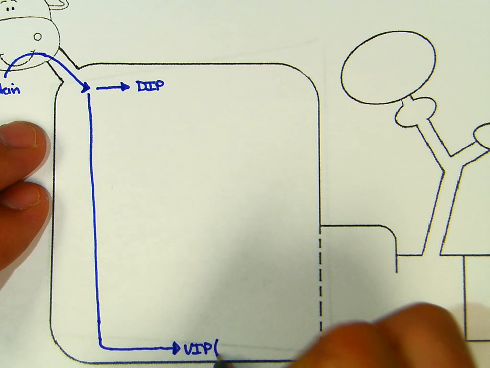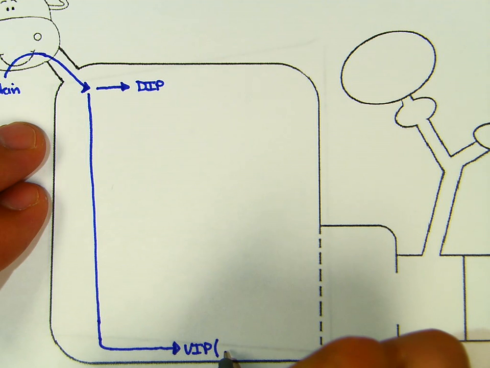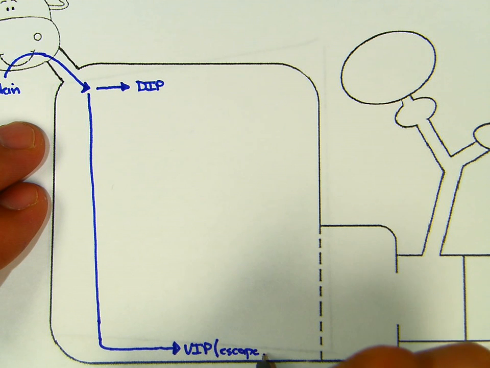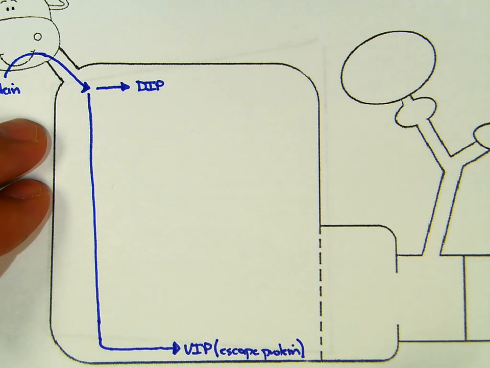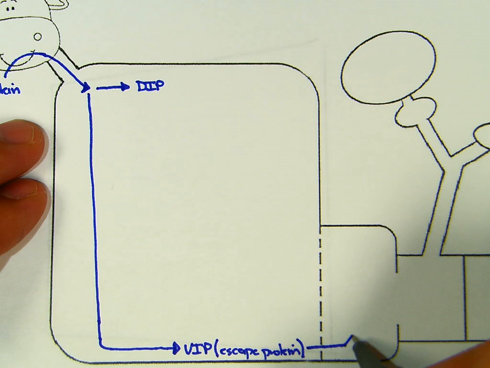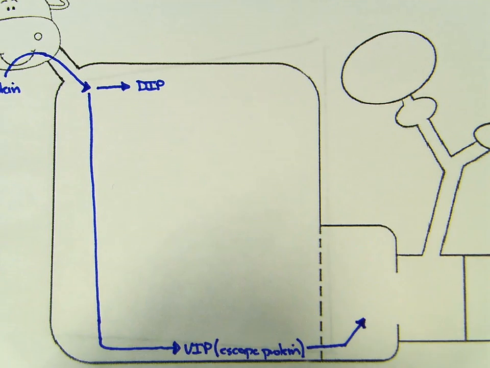Another term you might see more commonly would be escape protein. And basically, they're calling it escape because it's escaping the rumen intact. And if we want to provide a specific amino acid to the ruminant animal, we would need to get it in the UIP fraction as escape protein.